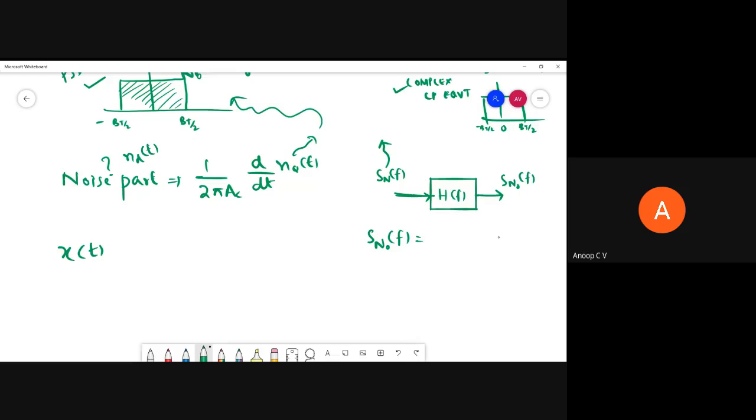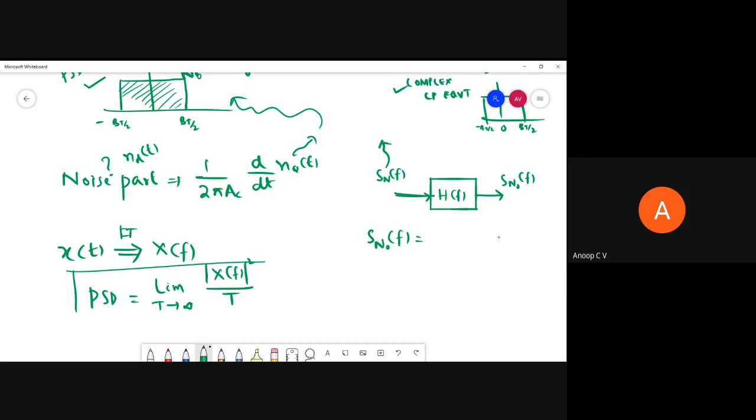If x of t is a random signal whose Fourier transform is x of f, and it's not a periodic signal, it's a completely aperiodic signal, let us assume. Then the power spectral density, the PSD, is defined as limit T tends to infinity of mod of x of f square divided by T. This is how power spectral density is defined.